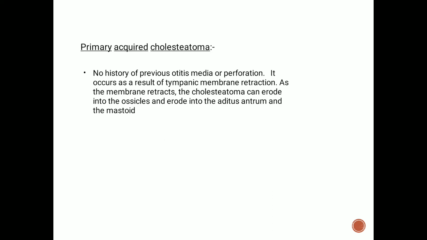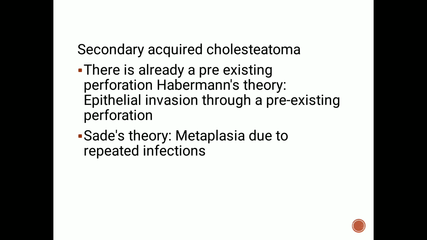Primary acquired cholesteatoma: no history of previous otitis media or perforation. It occurs as a result of tympanic membrane retraction. As the membrane retracts, the cholesteatoma can erode into ossicles and into the aditus, antrum and mastoid. Secondary acquired cholesteatoma: there is already a pre-existing perforation. Habermann's theory: epithelial invasion through a pre-existing perforation. Sade's theory: metaplasia due to repeated infections.